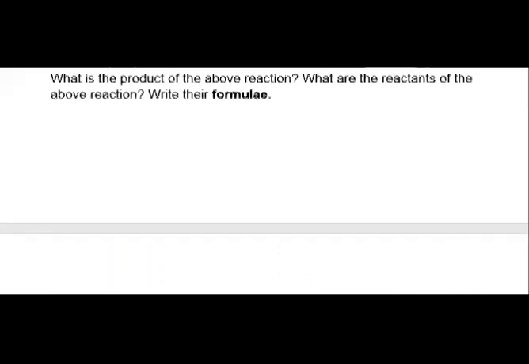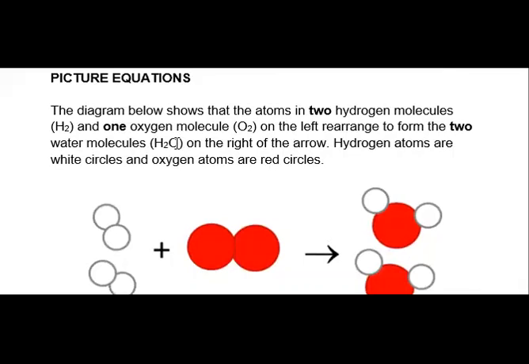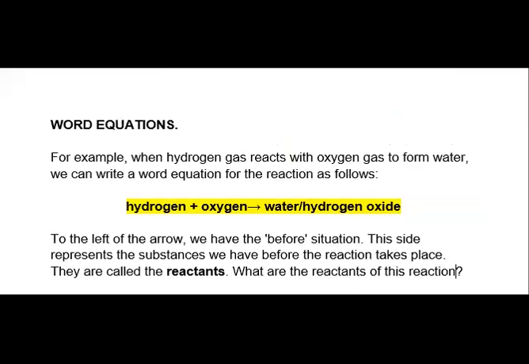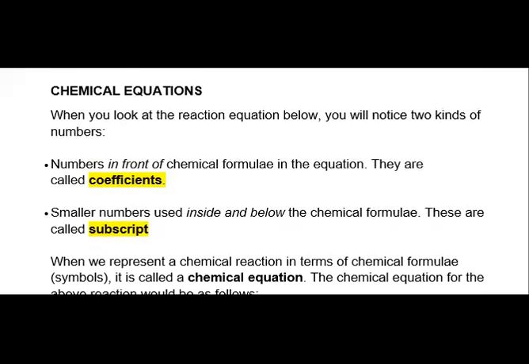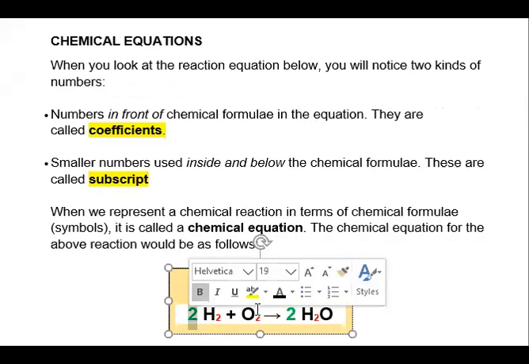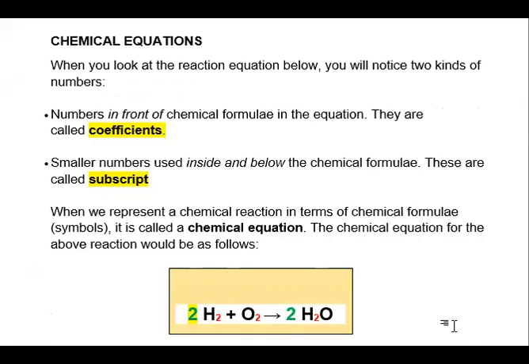Do you know how we get hydrogen oxide? If we look at the formula here, we start with H2. H stands for hydrogen, and because the name is ending with O, we put an IDE. Moving on. The last type of representation that we find is a chemical equation. When you look at the reaction equation below, you will notice 2 kinds of numbers. The first number is called a coefficient, and they exist in front of the chemical formula.